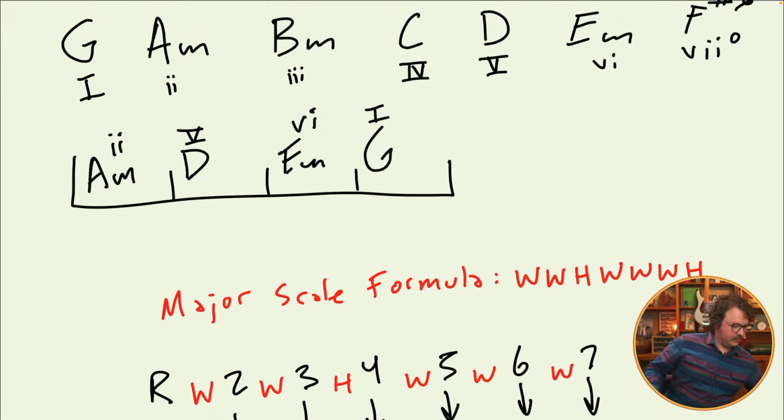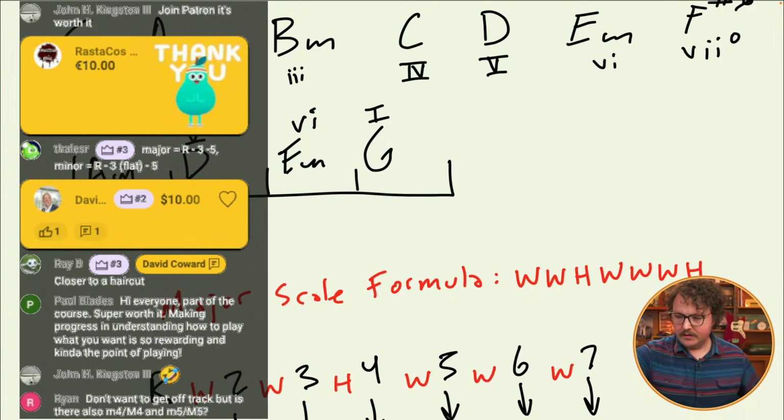Yeah, so Ryan, we're not going to get off track. Ryan says, don't want to get off track, but is there also minor fourth, major fourth, and minor fifth, perfect fifth? Sort of, but let's not get off track because that's not relevant to what we're talking about now.